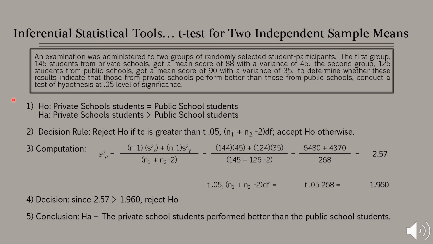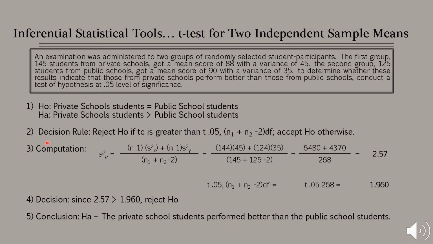This example would be considered a one-tailed test or one-directional test because the problem finds out if a private school student's performance is higher than the public school students. Thus, the null hypothesis would be that the private school students' performance is equal to the performance of the public school students. The alternative hypothesis states that the private school students' performance is better than the public school students' performance. Our decision rule would be to reject the null hypothesis if the computed t-test is greater than the critical t-test and accept the null hypothesis if it is otherwise.